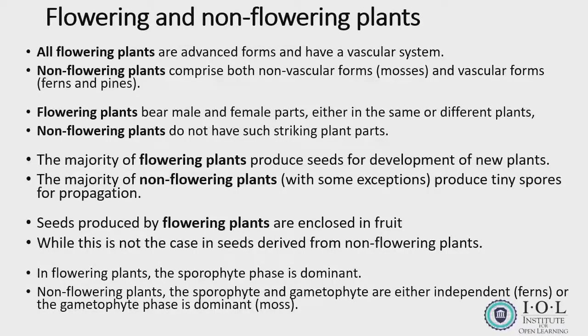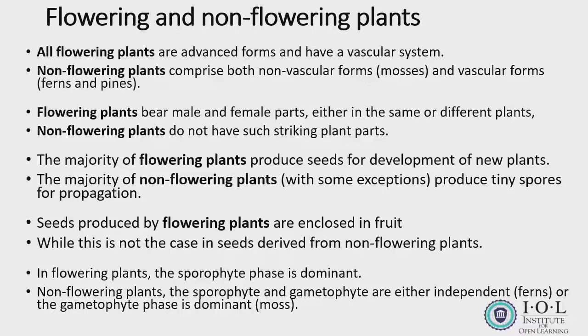We'll now also look at flowering and non-flowering plants. We have plants that are flowering, and some do not produce flowers. All flowering plants are an advanced form and they have a vascular system, whereas non-flowering plants comprise both the non-vascular form, particularly the mosses, and the vascular form, normally experienced in ferns and pines. But these are not common here. They are normally in cold climates, but the mosses you can find at coastal areas.